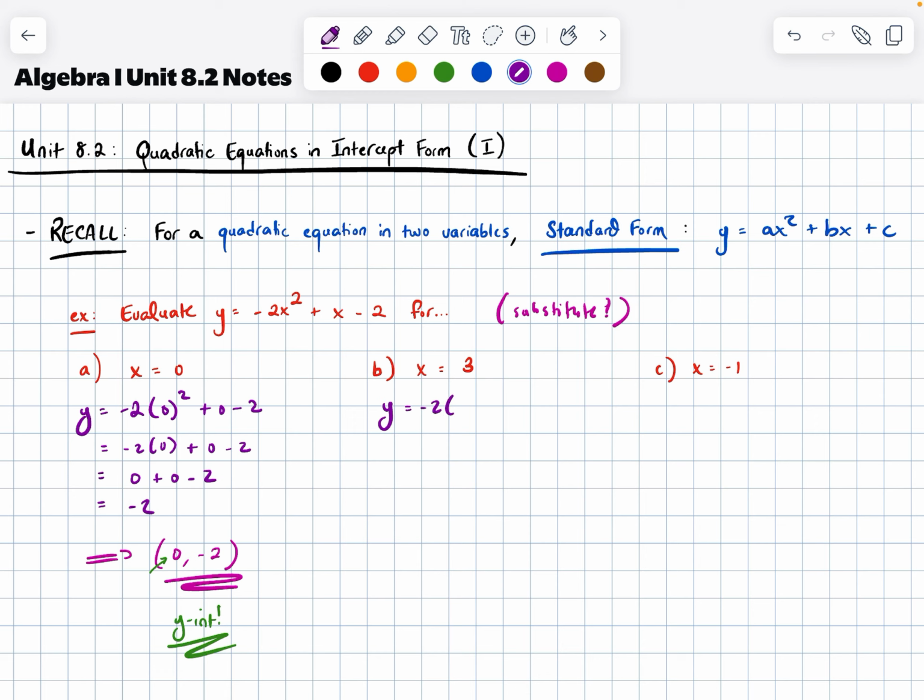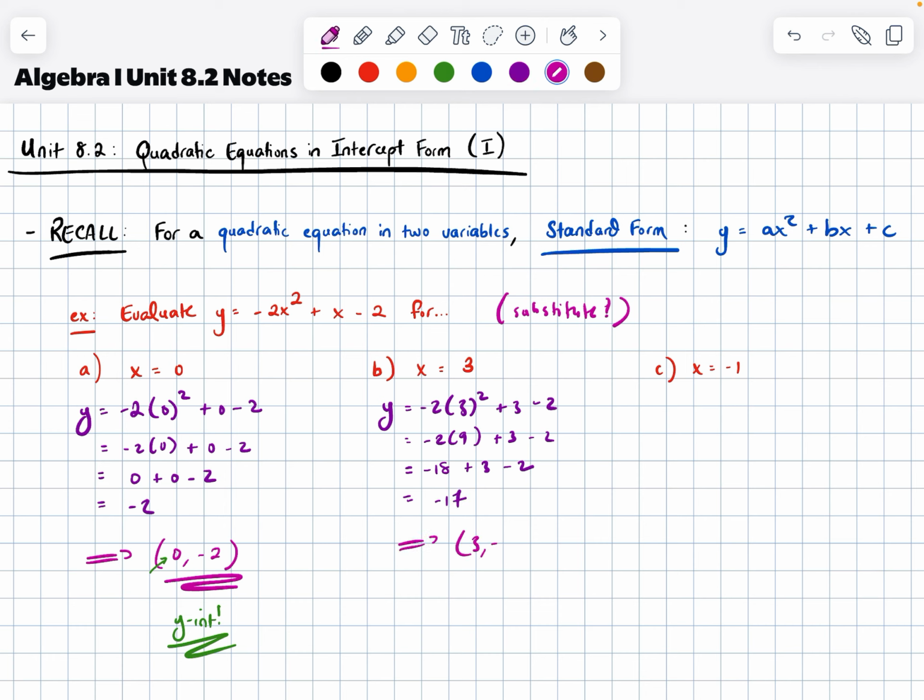Again, my strategy is just to do a little substitution. So here, every time that I see x in my original equation, I'm going to replace it with positive 3. Simplifying the right-hand side, negative 2 times 3 squared means negative 2 times 9. Negative 2 times 9 is negative 18, and then I've just got to combine all my like terms. Negative 18 plus 3 is negative 15. Negative 15 minus 2 gets me to negative 17.